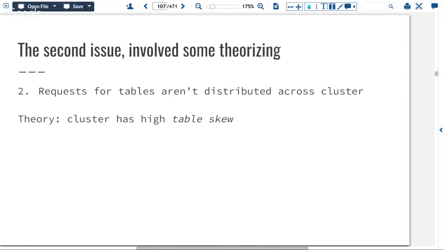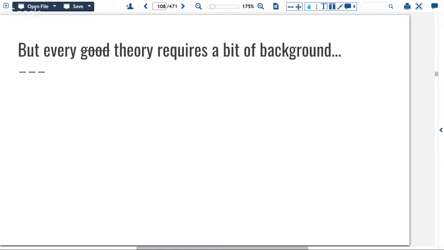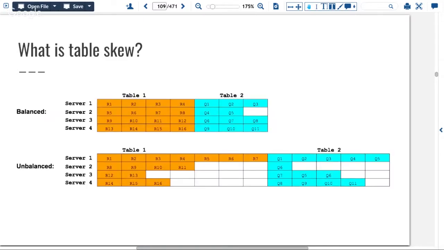Well, our theory is that the cluster has high table skew. And you might be asking, well, what is table skew? So if you don't know, table skew is, if we look at this case here, in the balanced cluster case, you can imagine that each row here represents a server. And we can see server 1 hosts regions R1 through R4 and regions Q1 through Q3. Server 2 here hosts regions R5 through R8 and Q4 and Q5. And the color indicates that those regions all belong to a particular table.